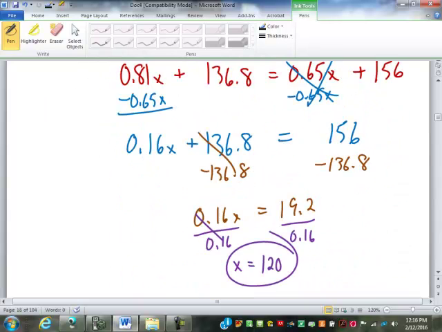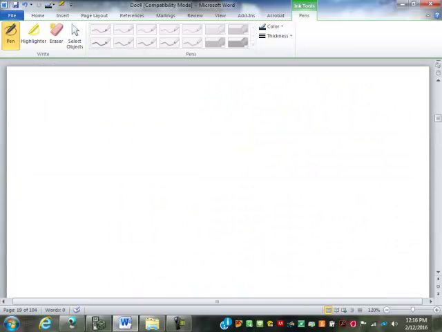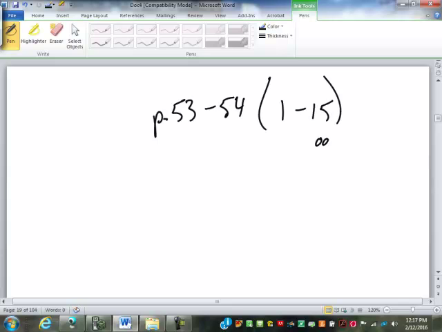Okay, homework for you guys to look at. On page 53 through 54, 1 through 15. If you want to just start out with the odd numbered problems for now, these are the mixture problems that we started talking about. We'll just talk about those a little bit more next week.